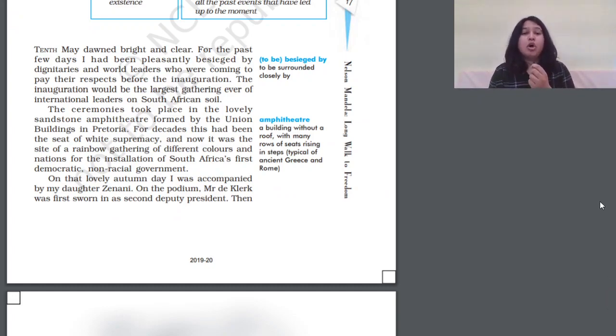10th May dawned bright and clear. For the past few days, I had been pleasantly besieged by dignitaries and world leaders who were coming to pay their respects before the inauguration.